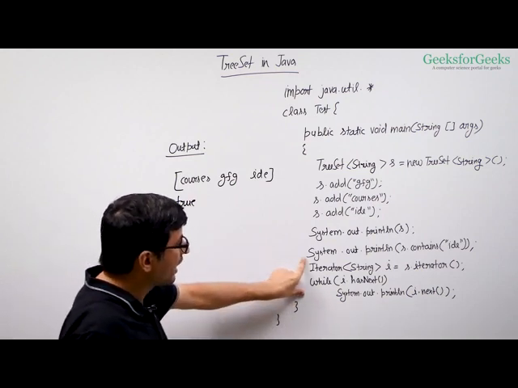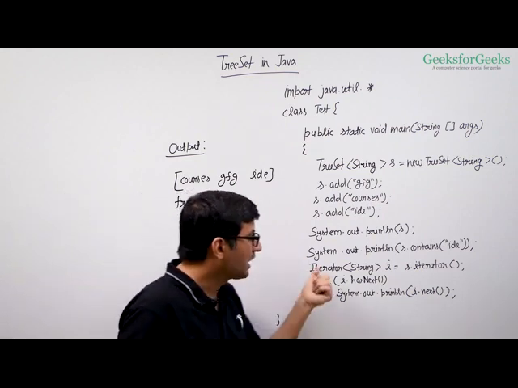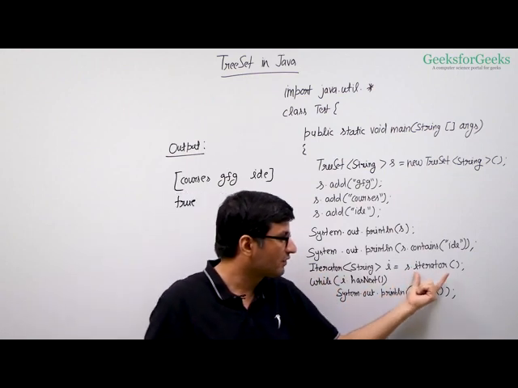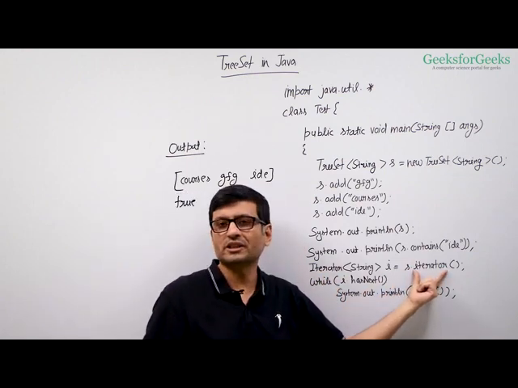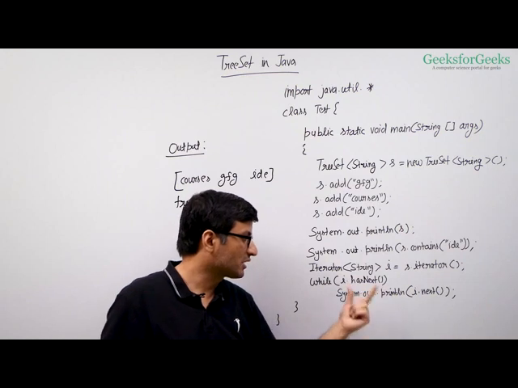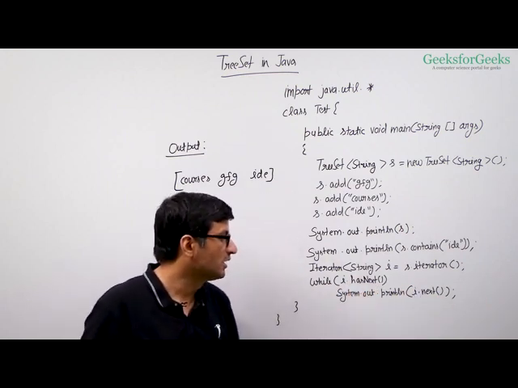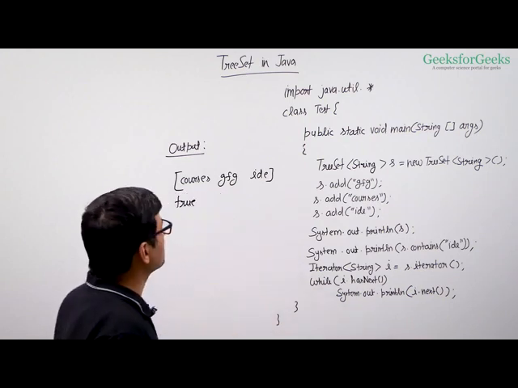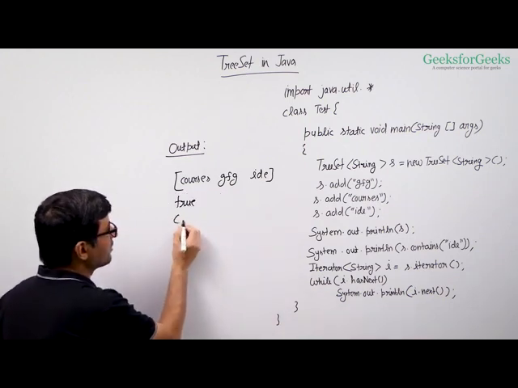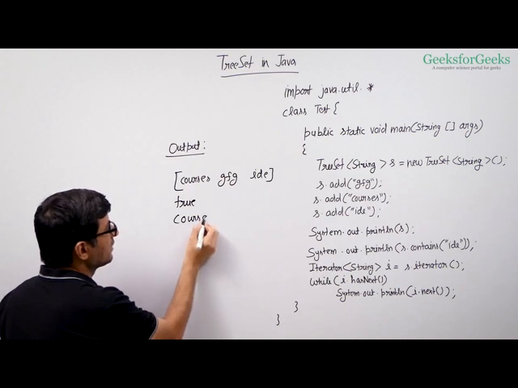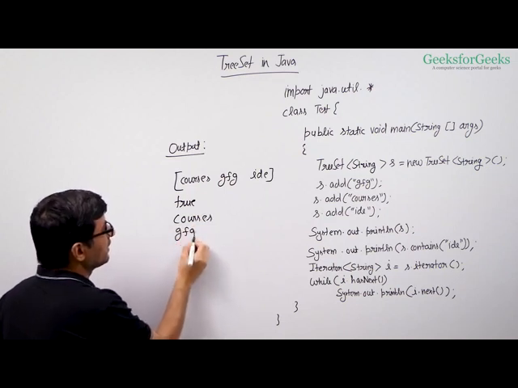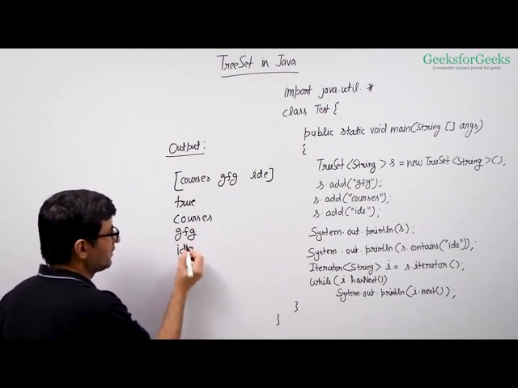And this is where we iterate through the tree set. We have created an iterator. This iterator function of tree set gives you the iterator of the tree set. Has next function checks whether there is a next item in the tree set or not. And next function prints the next item. So we are going to get all the items of this tree set again in increasing order. We'll get the courses first. Then we'll get GFG. Then we'll get IDE.